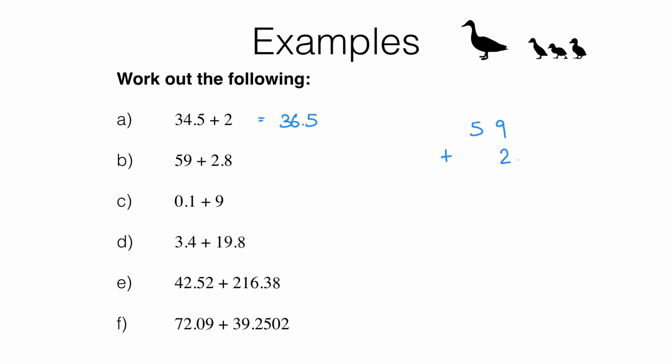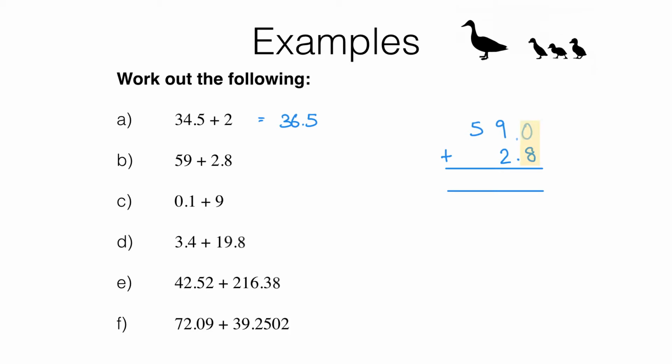So we've got 59 plus 2.8 like this. I've got my place value columns lined up correctly. Before we do the column addition, you might like to pop a 0.0 here. 59 is worth the same as 59.0. There are 0 tenths in this place value column here. Now let's add those together.